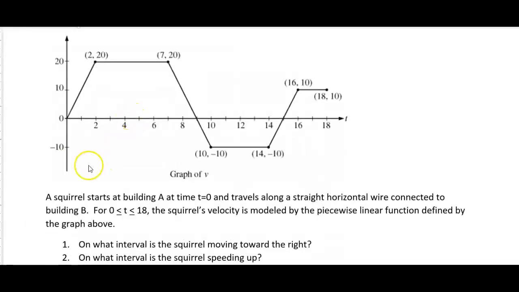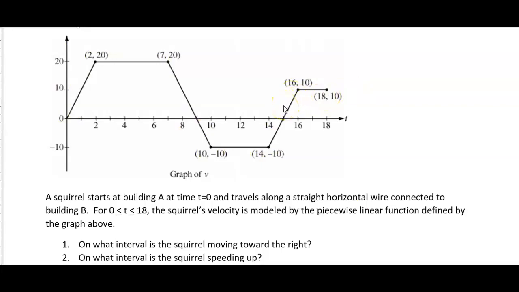So let's go ahead and start off by reading the introduction here. We have a squirrel starting at building A at time t equals 0, traveling along a straight and horizontal wire connected to another building, building B, and we're looking at an 18-second time interval here. I said seconds, I don't really know what the units of time are, but 18 units of time. The squirrel's velocity is modeled by this piecewise linear function, so this graph represents the velocity of the squirrel, right?